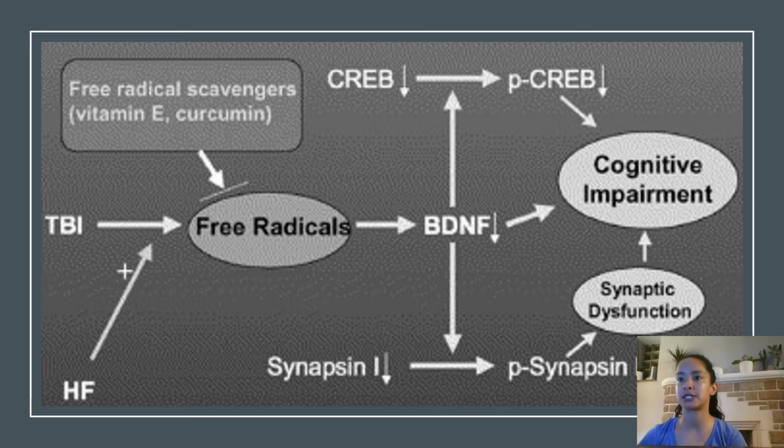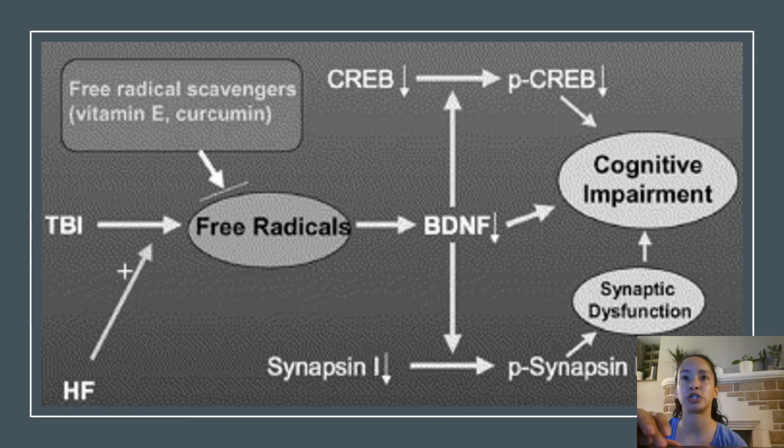So this slide is a high-level overview of that study, showing basically here TBI leads to these free radicals that are created in response to it, which in turn reduce the levels and function of the BDNF and its synaptic plasticity effectors, synapsin 1 and Krebs. So these changes may underlie synaptic dysfunction, which you can see here, as well as cognitive impairment observed after TBI.